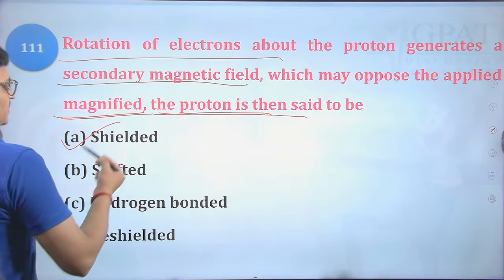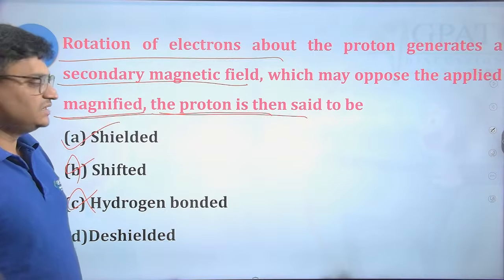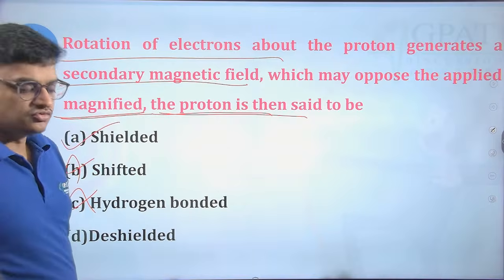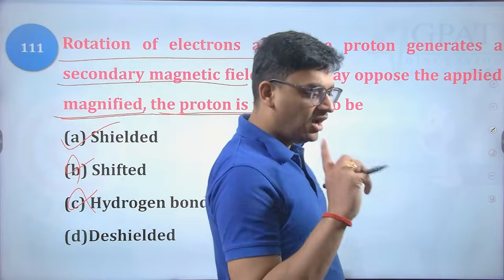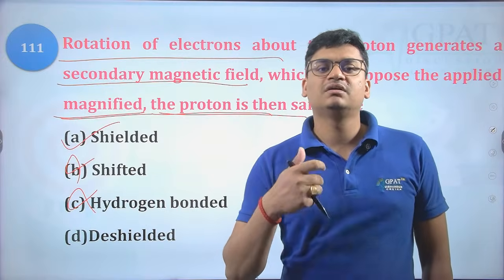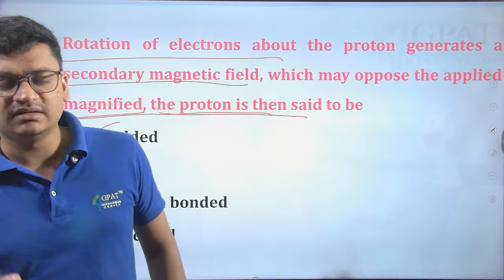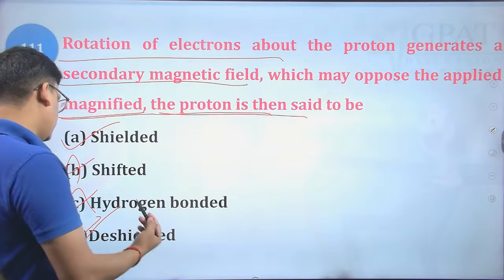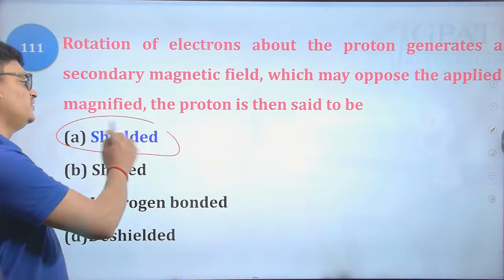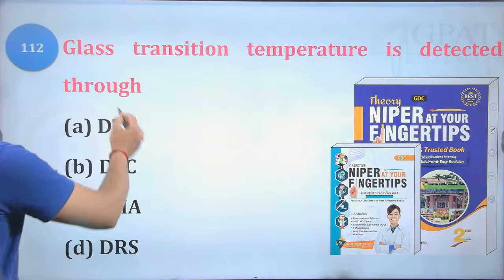But if the electronegativity of the atom forming the bond is higher, electrons start shifting towards the more electronegative atom. In this case, the formation of that magnetic field will be slow, meaning the opposing effect will be low, and the hydrogen is called deshielded. But since we are asked about shielding, here we have the proton as the shielded one.